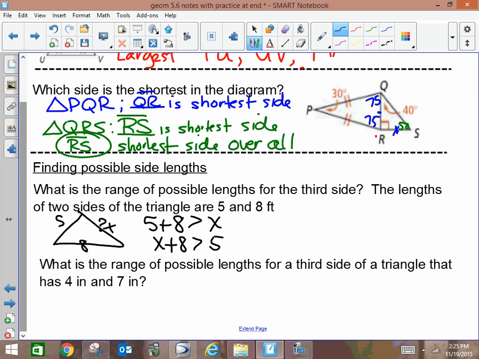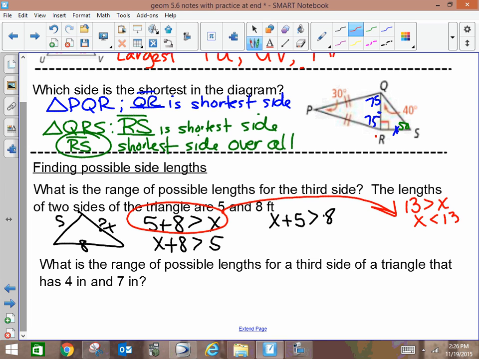Very good. What do you know about, what am I missing? X plus 5. Okay, let's solve all those inequalities like from algebra 1. All right, what does this look like if you put x first? 13 is greater than x. What does that mean? X is what? Good job. X is less than 13.